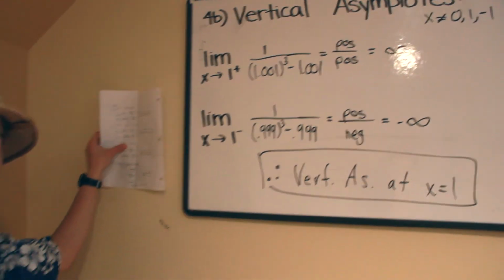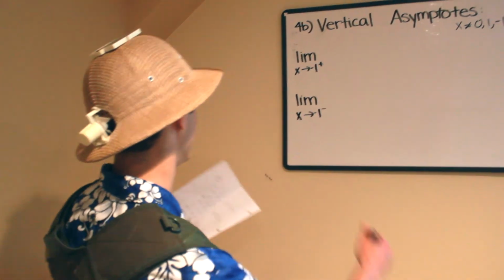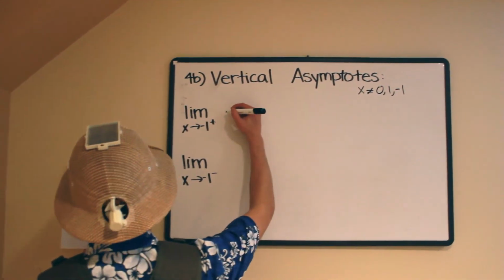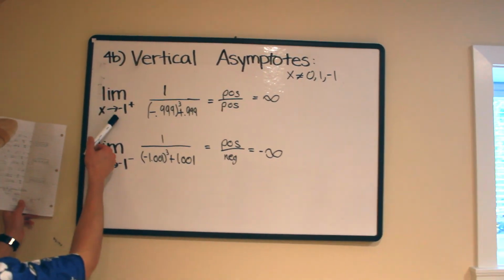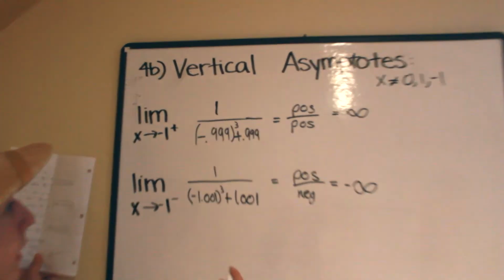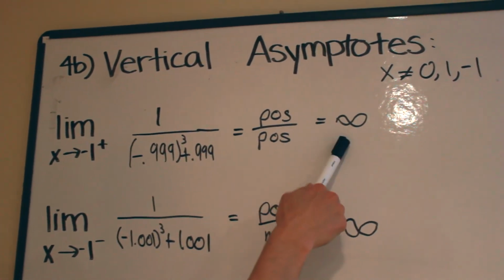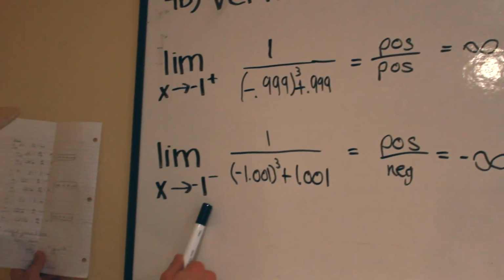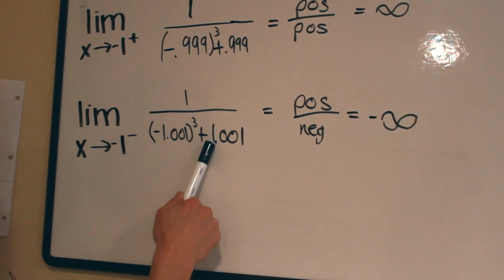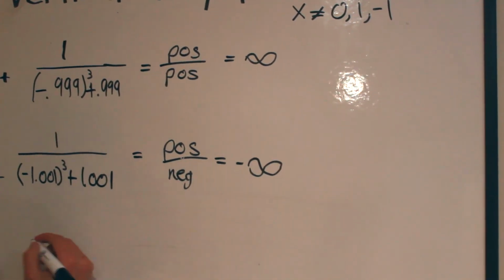Now, we'll move on to the last one. So now we're going to solve when x cannot equal negative 1. So, same thing, I'm going to write it out and I'll explain later. I plugged in a number that's slightly bigger than negative 1, negative 0.999 to the power of 3 plus 0.999, because a negative minus a negative equals plus. Positive over a positive is infinity. So, a number slightly smaller than negative 1 is negative 1.001 to the power of 3 plus 1.001 is a positive over a negative, which gives you negative infinity.